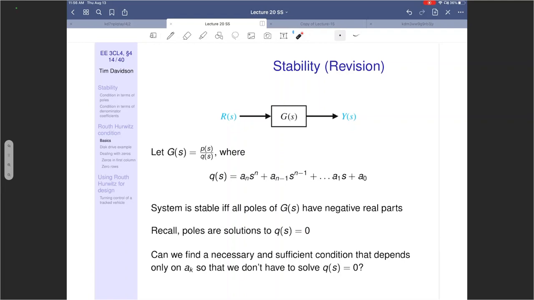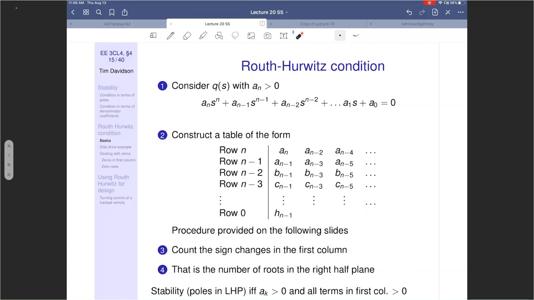So essentially, we are saying, can we find a necessary and sufficient condition that depends only on a_k, not on the solution of Q(s), but only on the coefficients of that polynomial, so that we don't have to solve for Q(s) equals 0, which requires a lot of time and computing power, right? So I'm just going to look at those coefficients and be able to comment on the stability. That's the goal of the Routh-Hurwitz criteria.